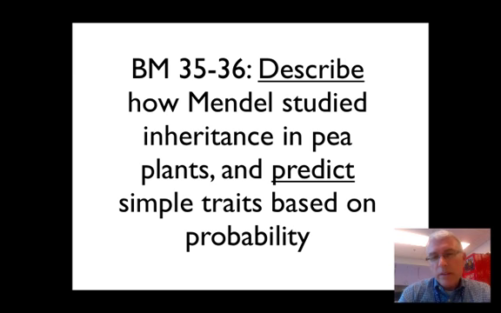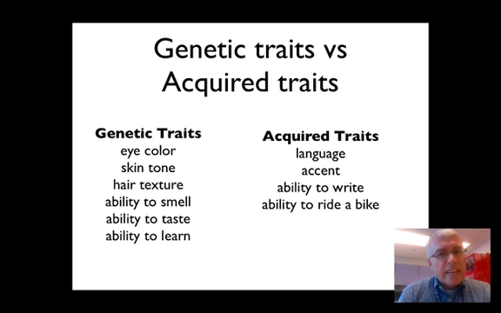And I'm going to assume that you guys don't know anything about this, although most of you probably were exposed a little bit to this in middle school. Okay, before we can really get into Mendelian genetics, or the genetics of Mendel and his pea plants, we have to make sure you understand the difference between a genetic trait and a trait that's acquired, or a trait that you pick up in the course of your life, or that you learn.